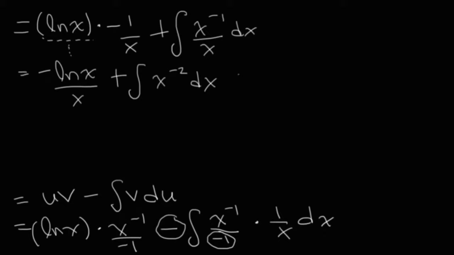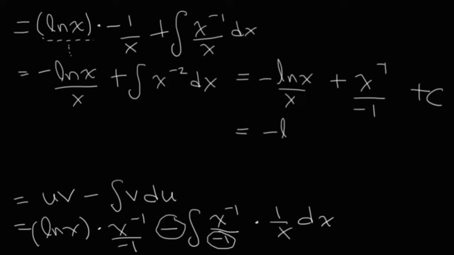Okay, alrighty, so this becomes minus ln of x over x, so that's okay. And then remember, we have to integrate this, find the antiderivative. The antiderivative is not too bad, just add 1 to the exponent, divide by that, and then add a c. And finally, I'll just continue right underneath it. So this is minus ln of x over x.